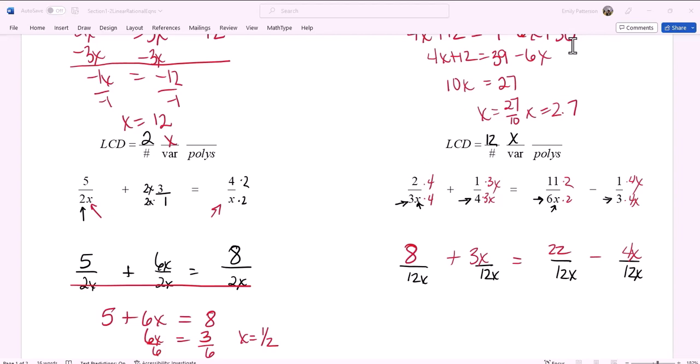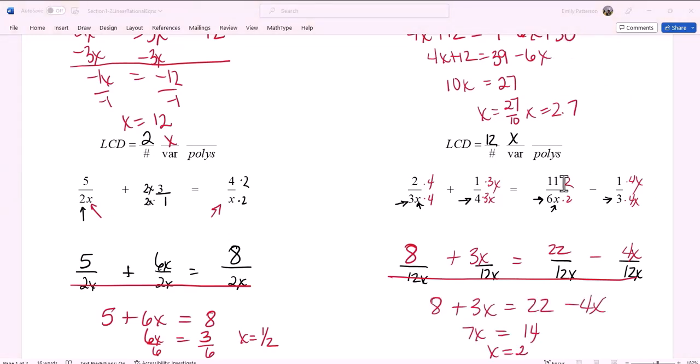So again, pause the video, see if you can get the final answer. Cross out all the common denominators and get the answer. Hopefully you got x equals 2.